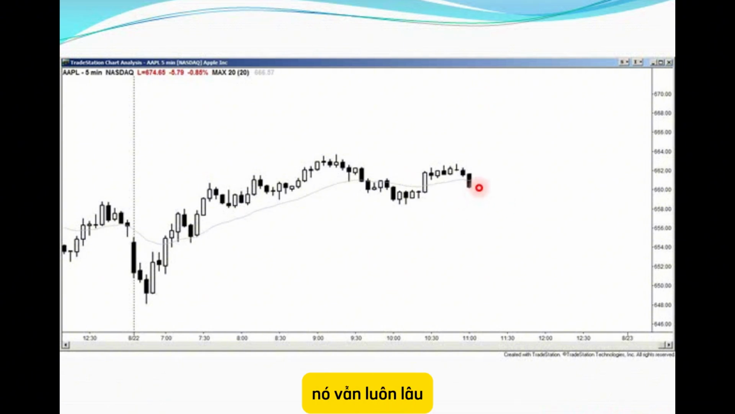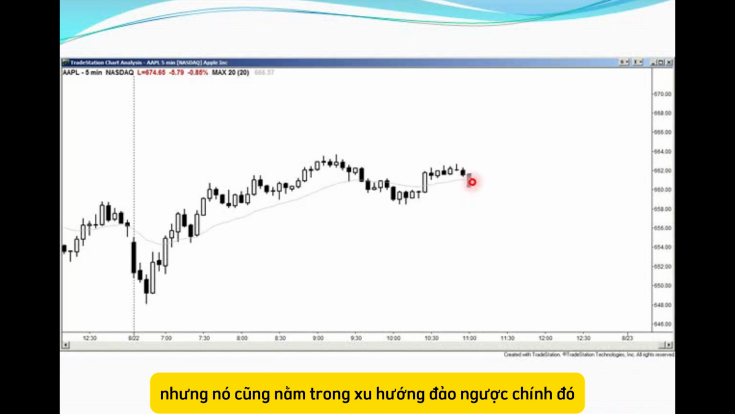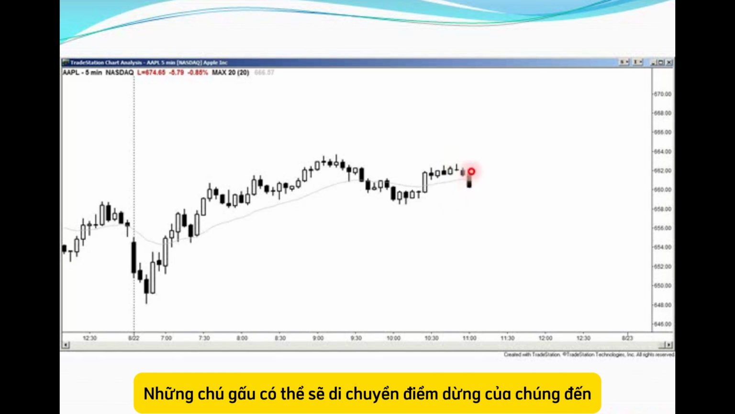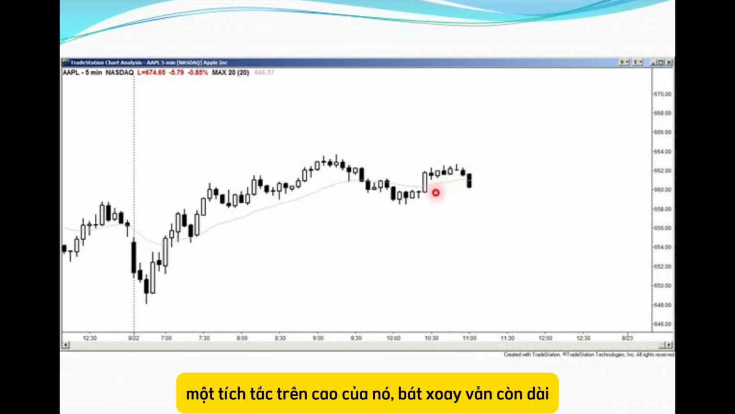At this moment, it's still always in long, but it's also on that major trend reversal short. A very strong bear bar. The bears will probably move their stops to 1 tick above its high. The swing bulls are still long, but they're looking for signs of strength.